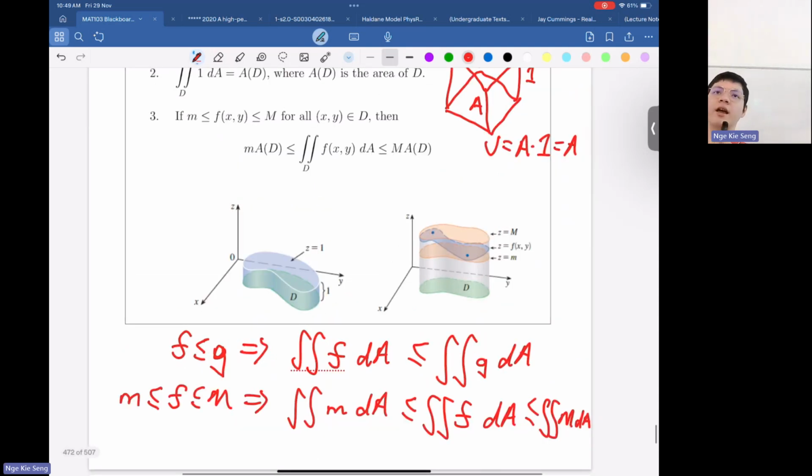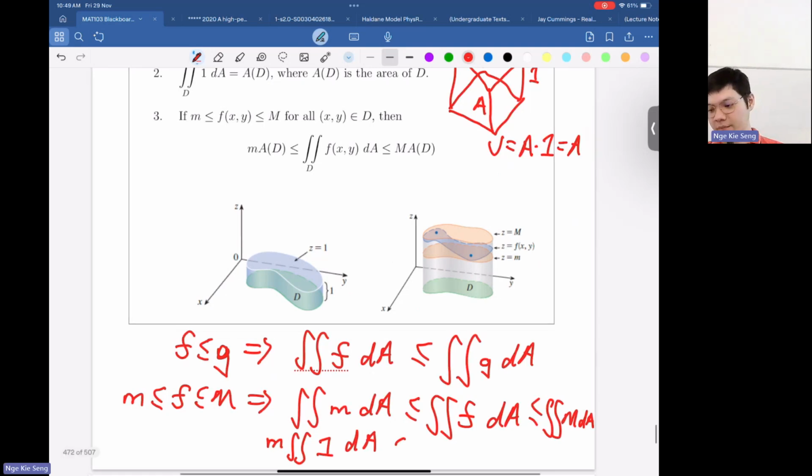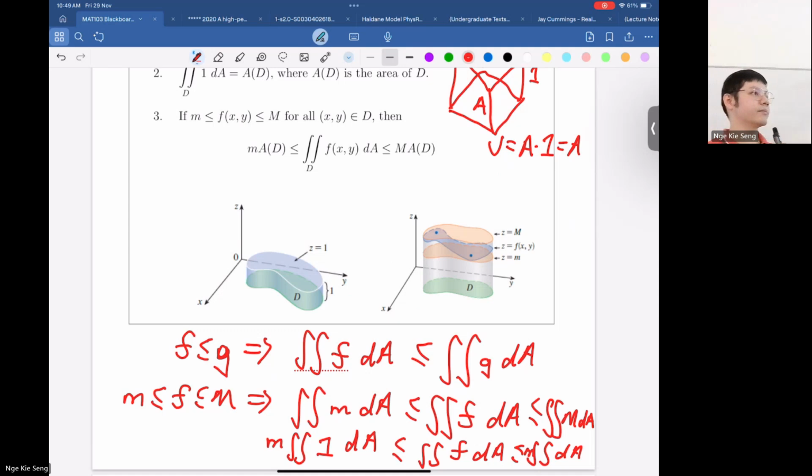And because m and M are just scalars, what do we have? Another property we had on double integral: the double integral is linear, so you can pull the scalar out. If you pull the scalar out, you are left with the function 1 inside. But just now we said that if you integrate over 1, you will get the area. Okay, so these are the properties.